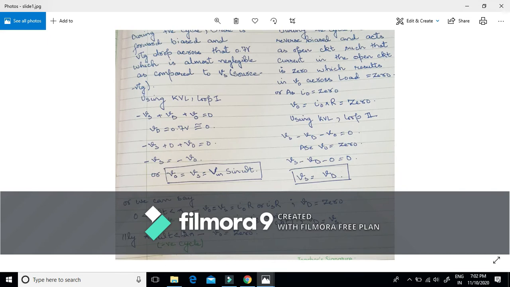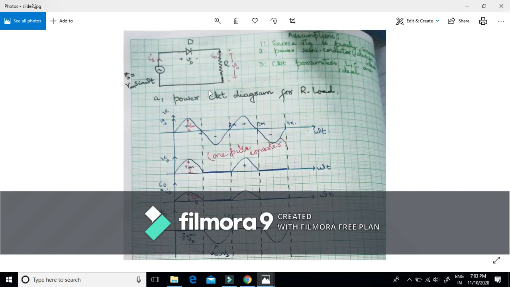Similarly, I am representing it here. During the positive cycle, from omega t equal to 0 to pi, our output voltage is equal to the source voltage, and the voltage across the diode is 0. During the negative cycle, from omega t equal to pi to 2 pi, the output voltage will be equal to 0. While analyzing, during the positive cycle there will be some current, and during the negative cycle there will be no current. That's represented by the wave shape in this I naught waveform: in positive cycles there is some current, whereas in negative cycles there is no current, represented by this bold line, that is 0.